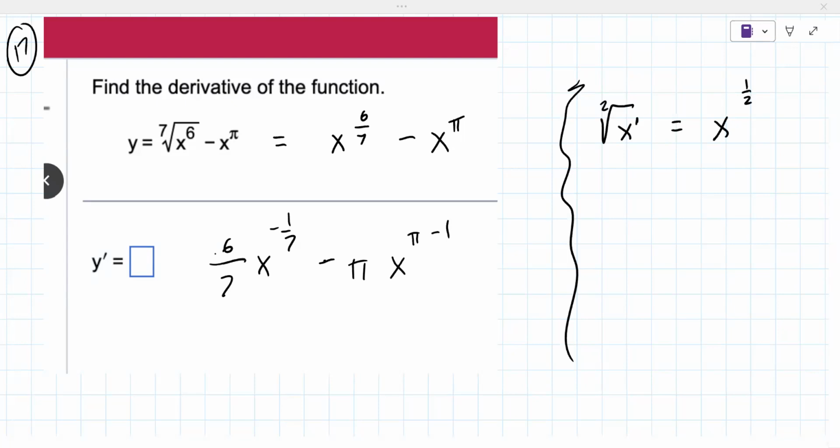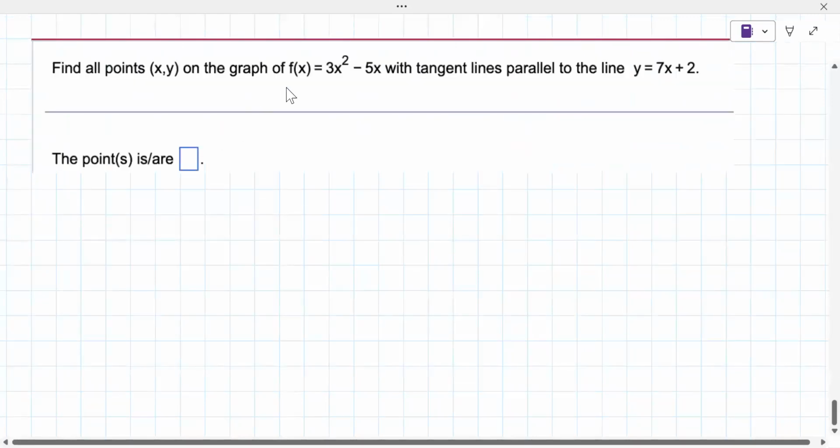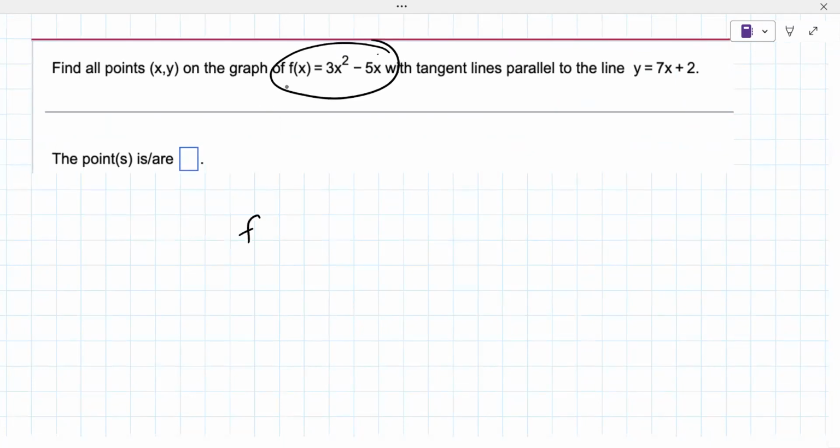All right. Next question here, 18. They're giving you this function, f of x is 3x squared minus 5x. The derivative of this, could you calculate that for us, please? 6x minus 5.